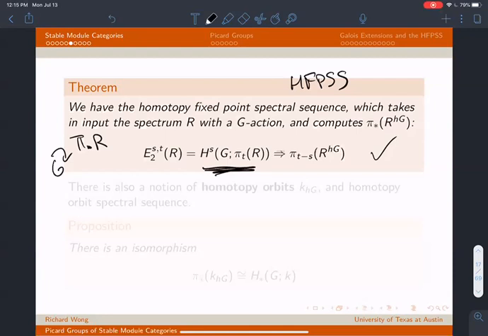Sorry, can I ask a quick question? Yeah, go ahead. Are you assuming here that R has finite homotopy groups? Or why? Yeah, there's some niceness conditions on this, I think. Well, even for any of the examples we're considering today, that'll be true. Okay, thanks.